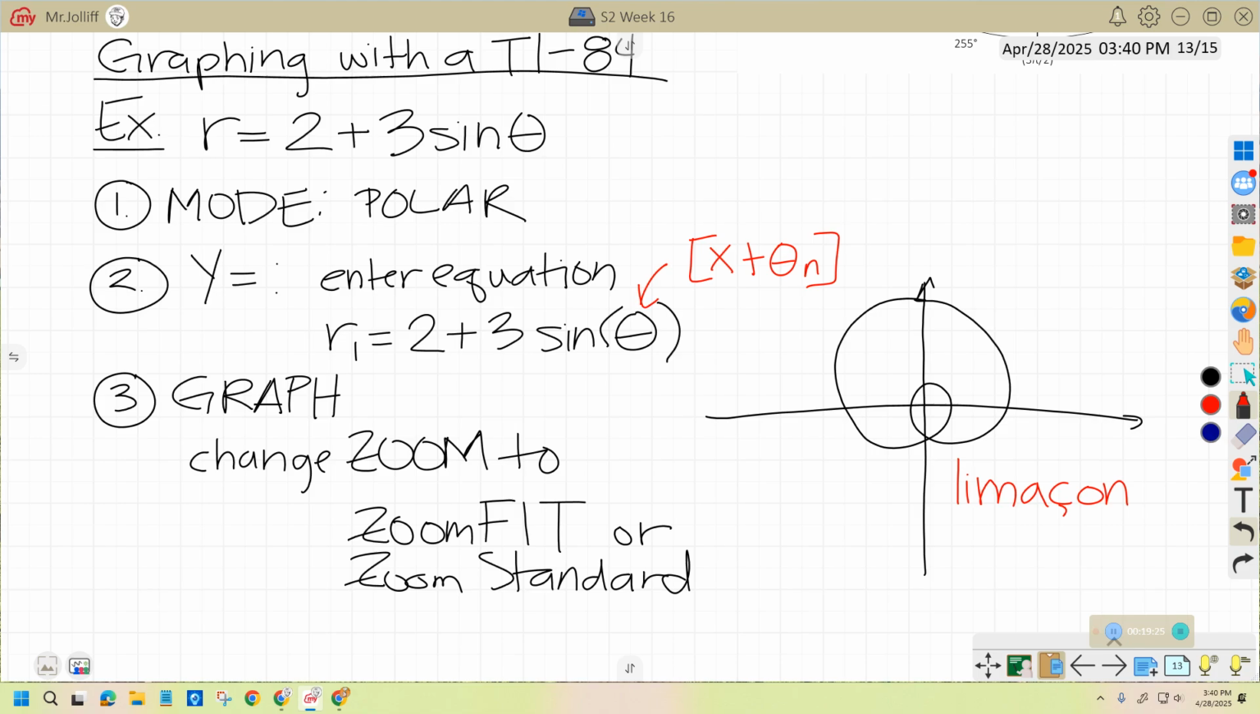Most polar graphs form a nice closed shape. It may have petals like a flower. It may curl up on itself like this guy does. But most of what we're looking at is nice closed shapes. When I see you tomorrow, we're going to start matching equations to names so we can identify shapes by looking.